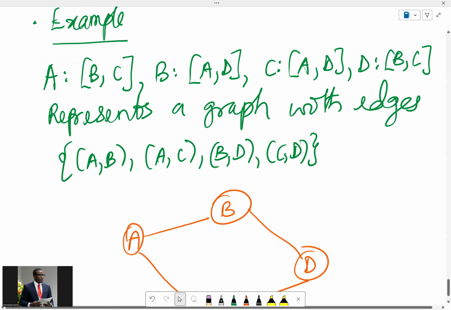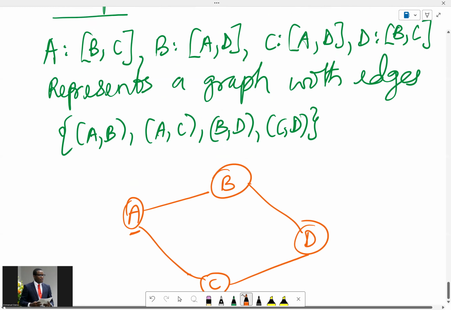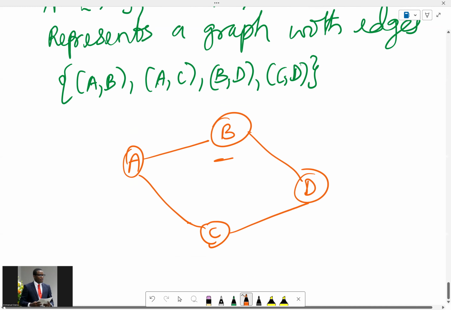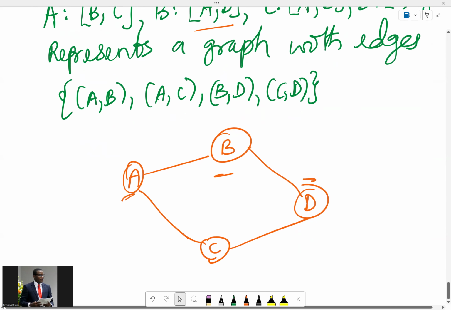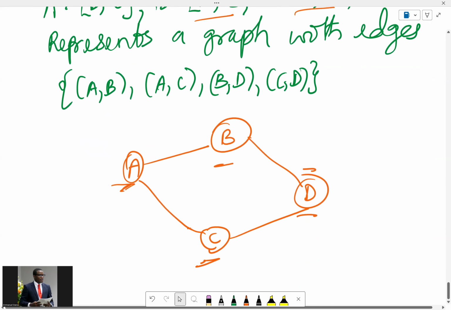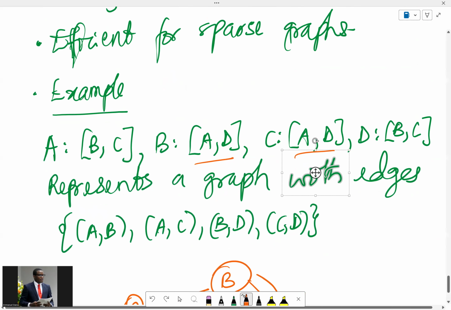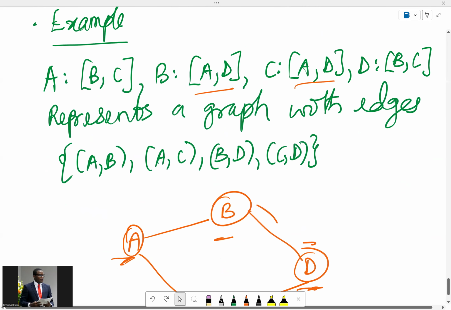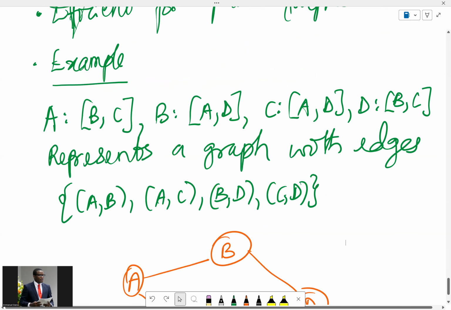So adjacency list is a very good way of representing graphs. If you pick A, you see it's connected to B and C. If you pick B, B is connected to A and D, just like what you have here. If you pick C, C is connected to A and D. And if you pick D, D is connected to B and C. That is exactly what we have here. So you can represent a graph using an adjacency list. So that's one way to represent a graph.